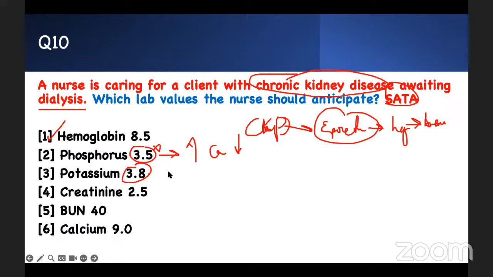Potassium usually is going to be high. If they're waiting for dialysis, I should expect it to be a little bit higher. Creatinine, diagnosis of chronic kidney disease. BUN, diagnosis of chronic kidney disease. Calcium is normal. I don't expect it. It's going to be low normal while they take their medication. So 1, 4, 5 are your right answers. Somebody will argue, well, if they take a medication, it will be normal. Yeah, because this is too normal. But I did not say they take any medication. So 1, 4, 5 are your answers.